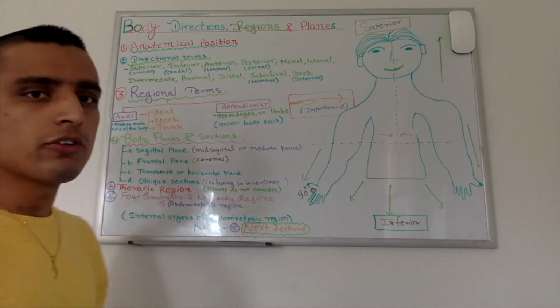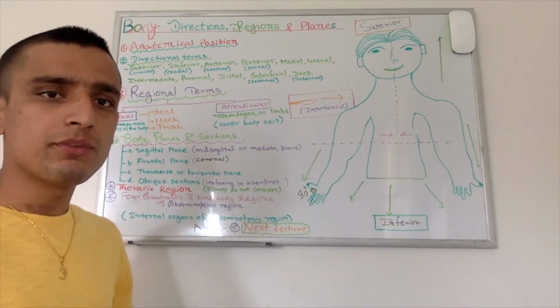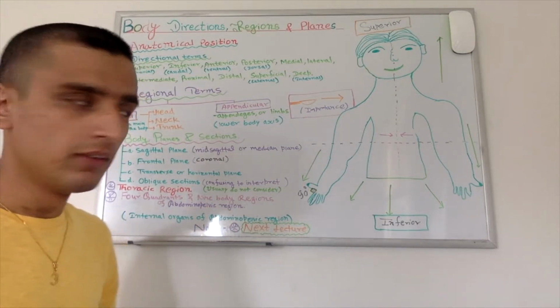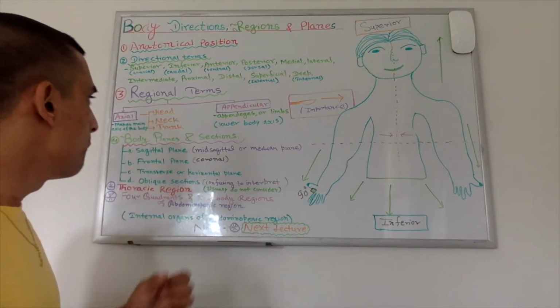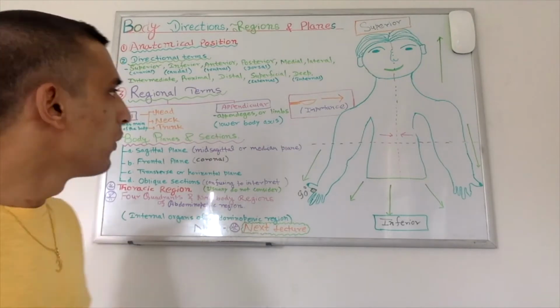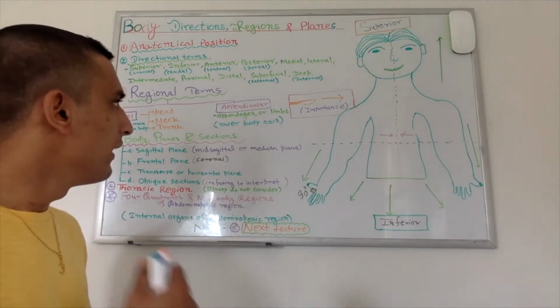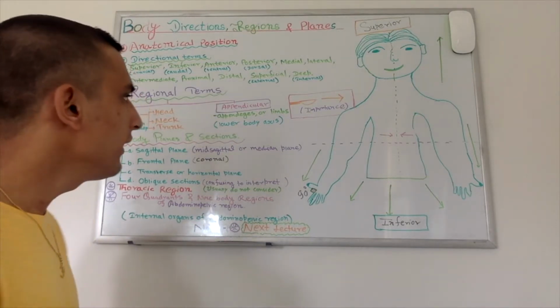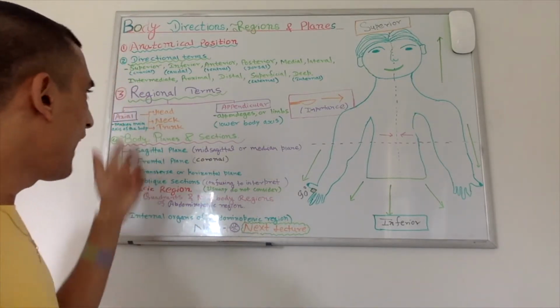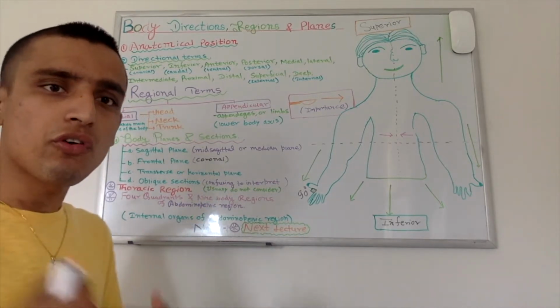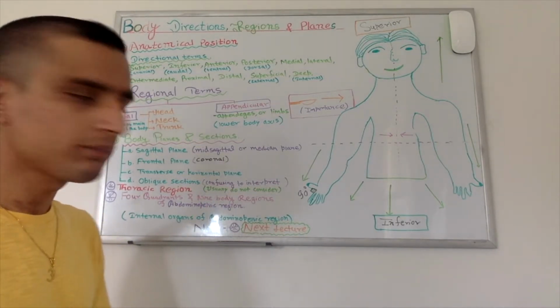Now, regional terms. Regional terms we divide basically into axial and appendicular. The axial makes the main axis of the body, while the appendicular is the appendages or limbs, which are the lower body axis. But the axial includes your neck, head, and the trunk of your body.